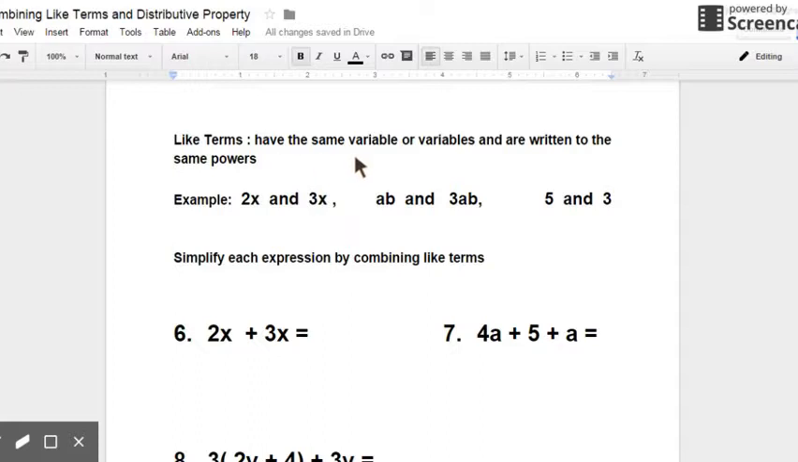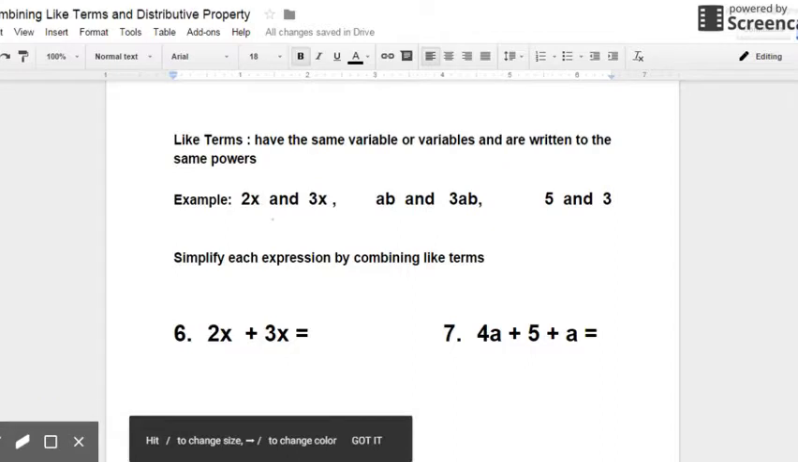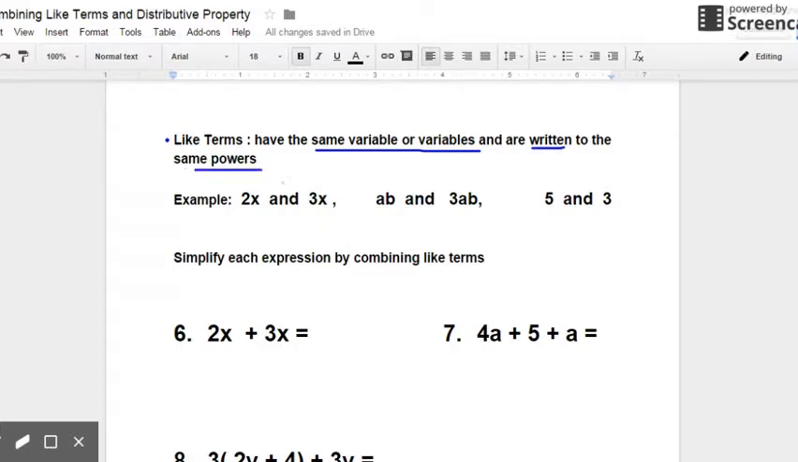We concentrate more on the variable, making sure that they have the same variable or variables. So once again, key parts of like terms are they have the same variable or variables, might have more than one, and they are written to the same power. The variables are written to the same exponent. So here's a couple of examples of like terms. We have 2x here and 3x because they both have the x. They both have the same letter here.